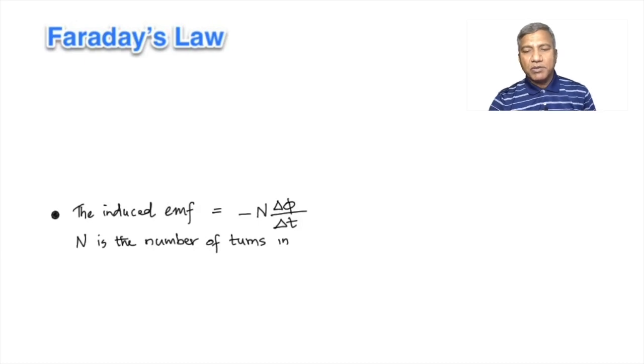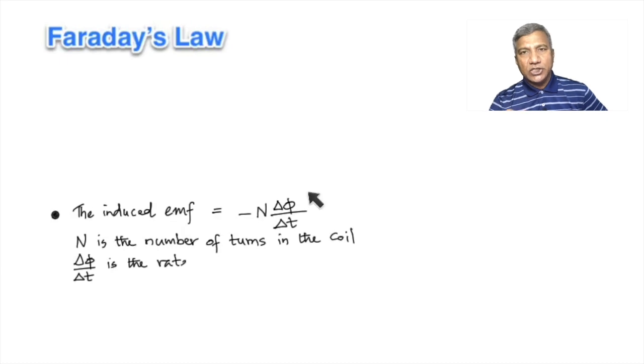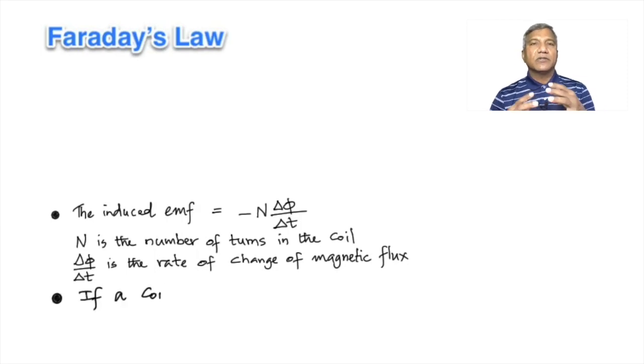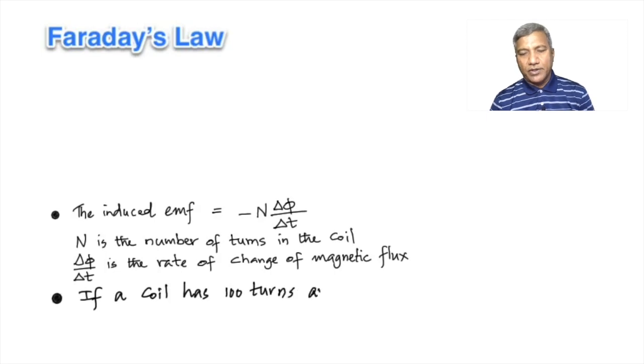And it also depends on the number of turns in the coil. N is the number of turns in the coil. Delta phi by delta T is the rate of change of magnetic flux. Delta phi is the change in magnetic flux. Delta T is the change in time. The ratio is simply the rate of change of magnetic flux. So here is a simple question.